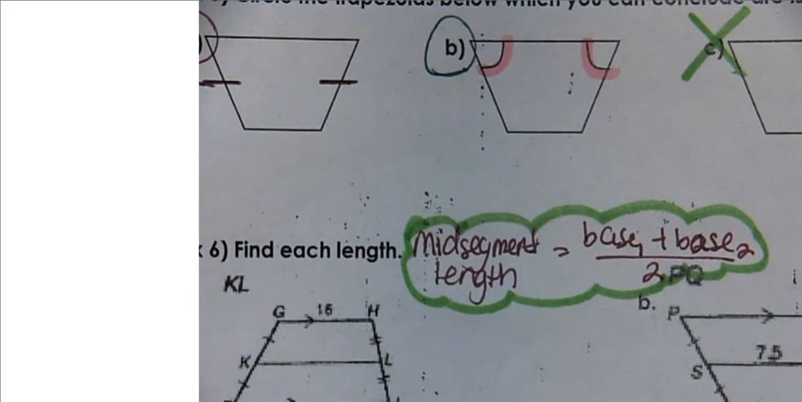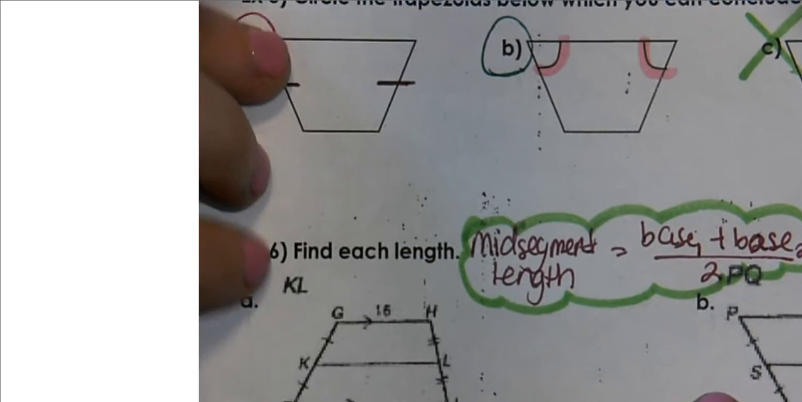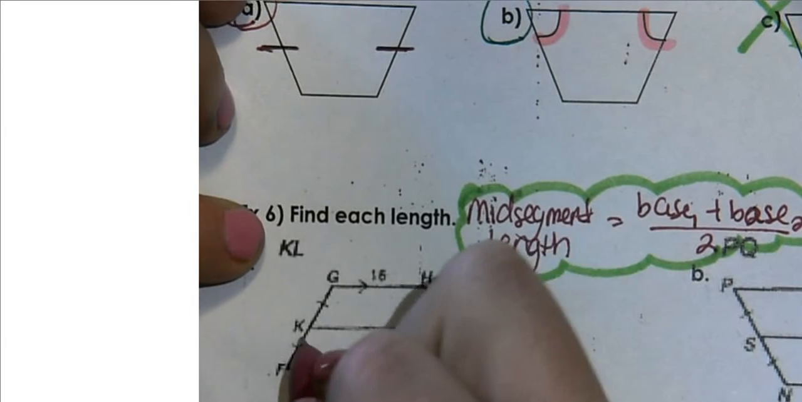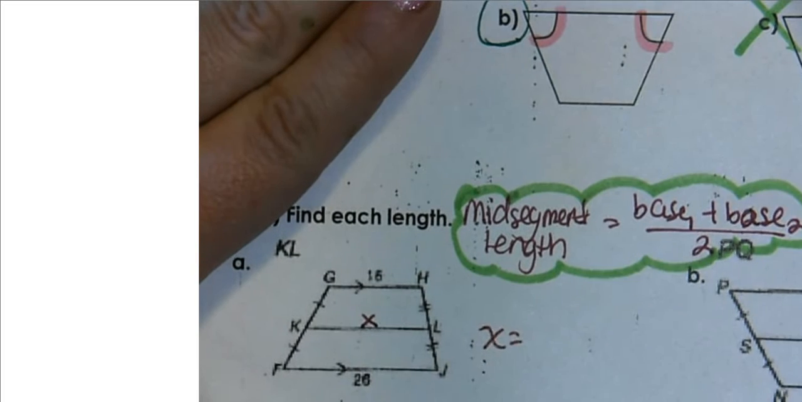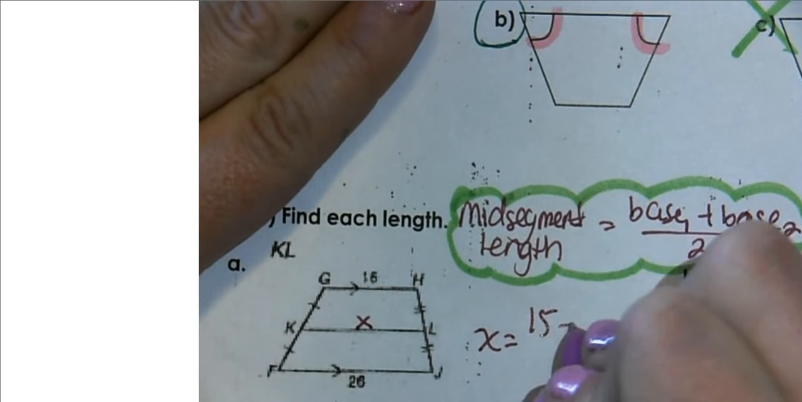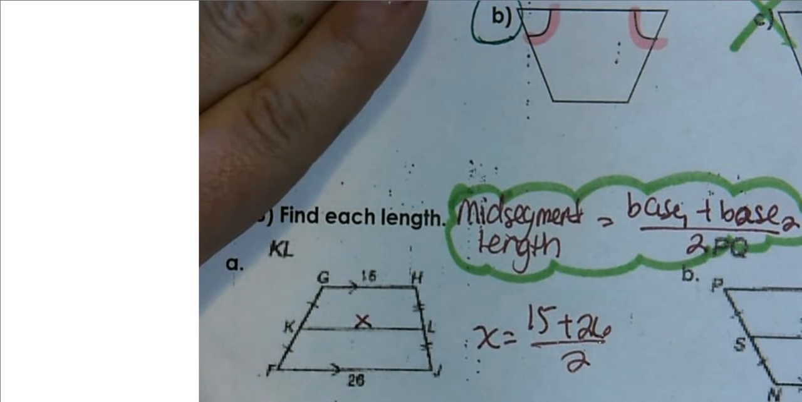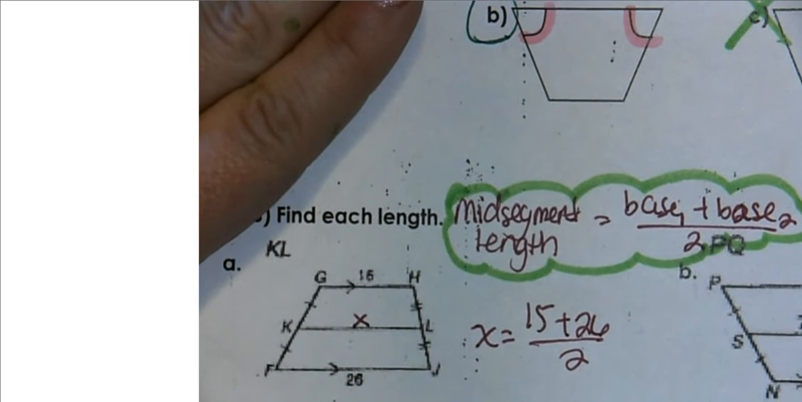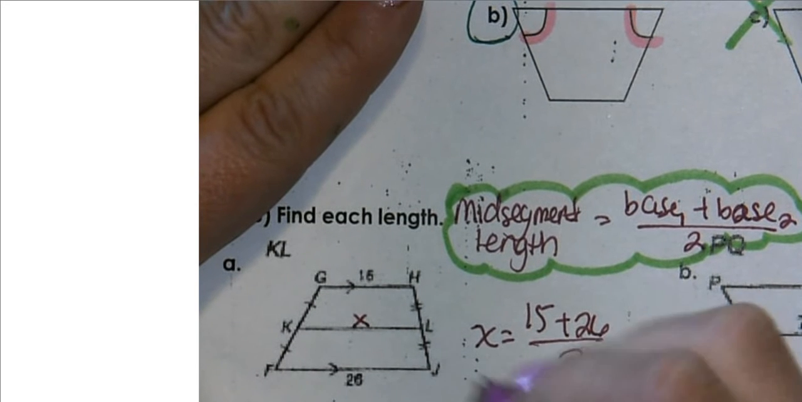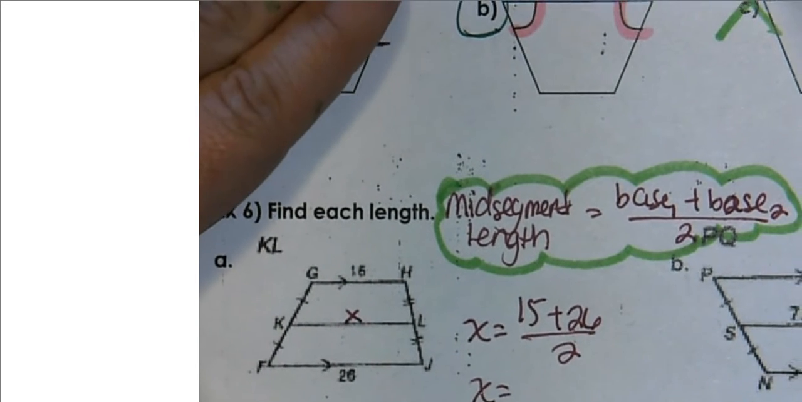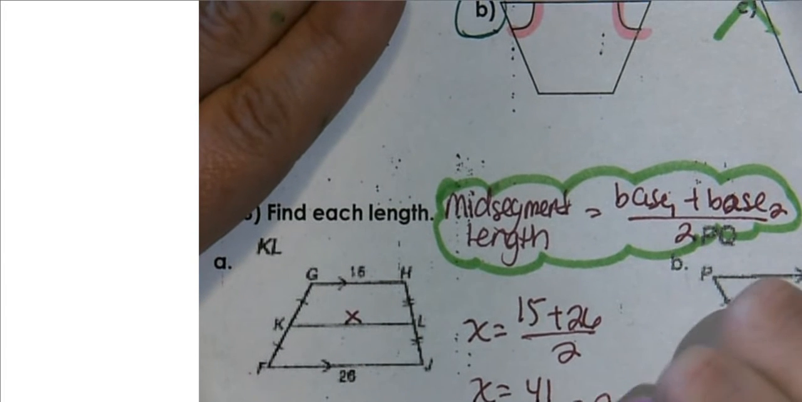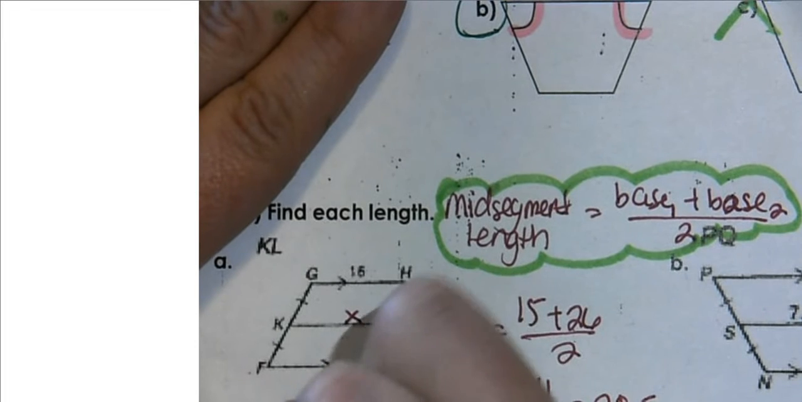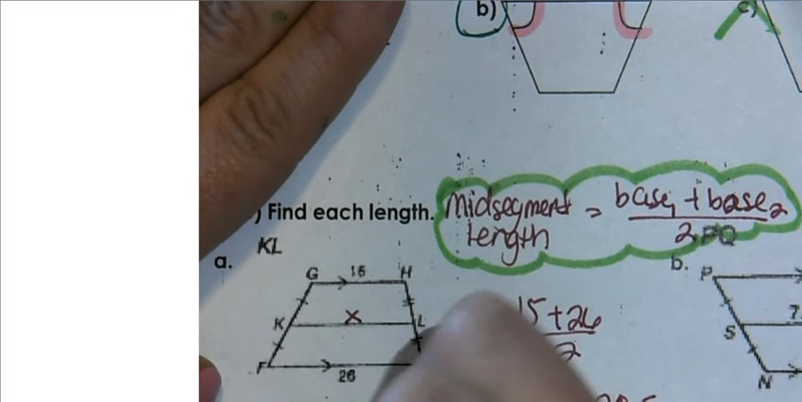So we want to find each length. In letter A, we want to find the length of KL. And KL, I don't know what that is, so I'm going to call it X. So X is going to be equal to 15 plus 26 divided by 2. So that is my bases added together and then divided by 2. So 15 plus 26, I'm going to put that into my calculator. That equals 41, and 41 divided by 2 is 20.5. So therefore, KL is equal to 20.5 and whatever units we're talking about.